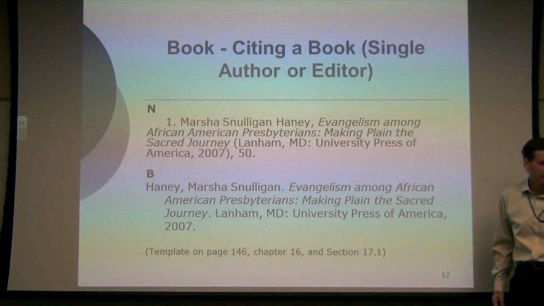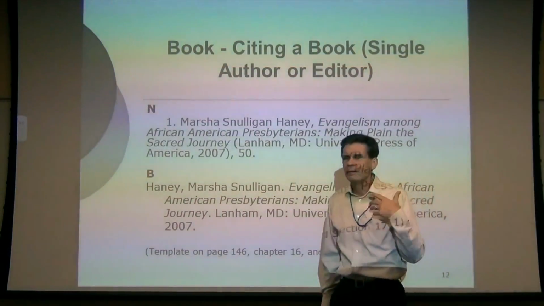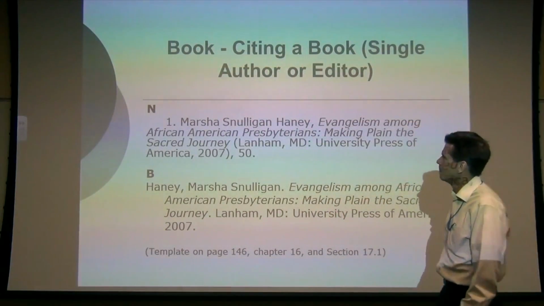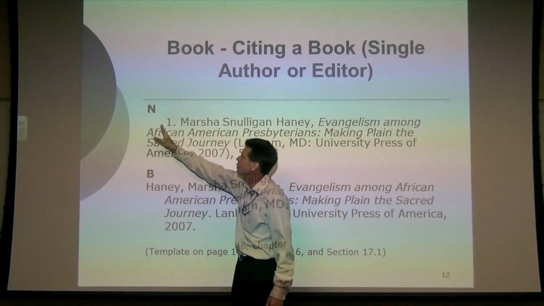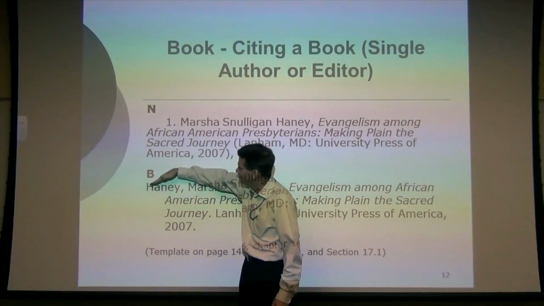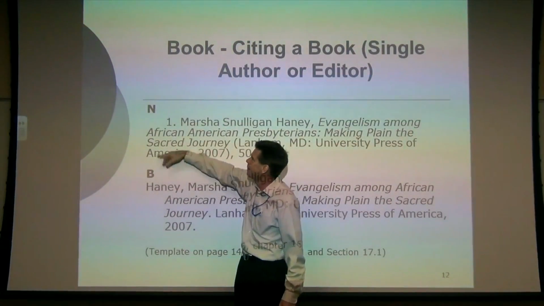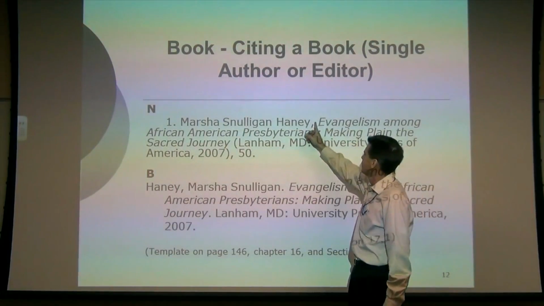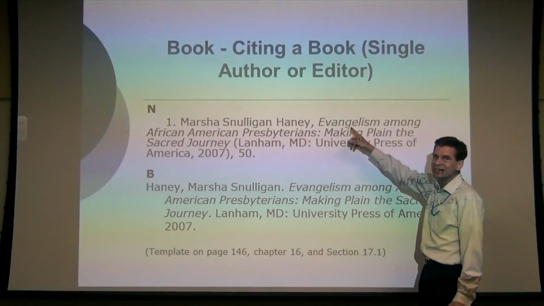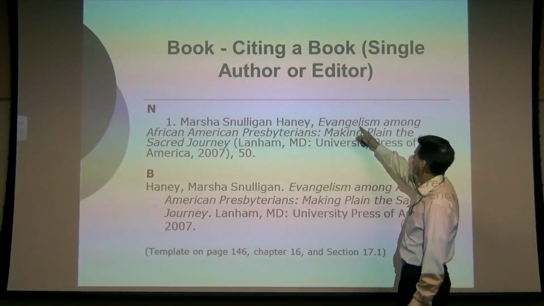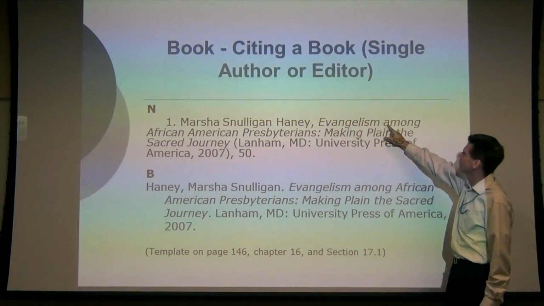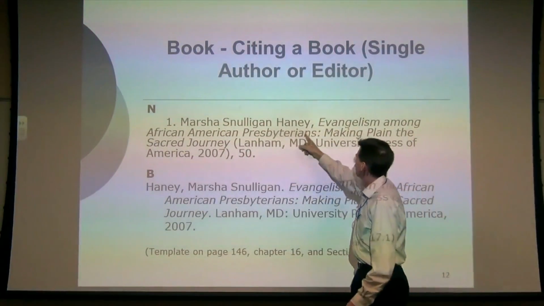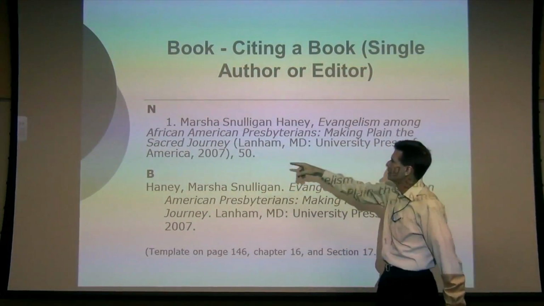If we go on, this is the second most common entry that you're going to make. A book, citing a book by a single author. Once again, the note, the bibliography, the note, first line indentation, the bibliography, hanging indentation, right? The note has Marcia Snulligan-Haney, who is one of your professors, comma, and then in italics, the name of the book itself, Evangelism Among. Oh, look at that word. It's not capitalized there. Preposition, remember? African-American Presbyterians making plain the sacred journey.